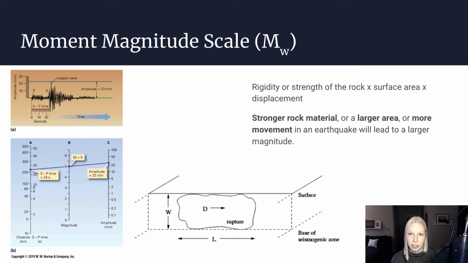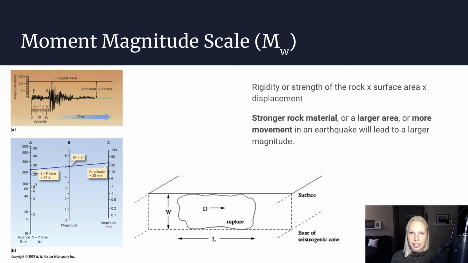Some of the implications for this include that the stronger the rock material is, or the larger the area, or the more movement there is in an earthquake, will lead to a larger magnitude. So stronger rock material will lead to a larger magnitude earthquake, or a larger rupture area, or more movement. These are all considered in the calculation of the moment magnitude of an earthquake.